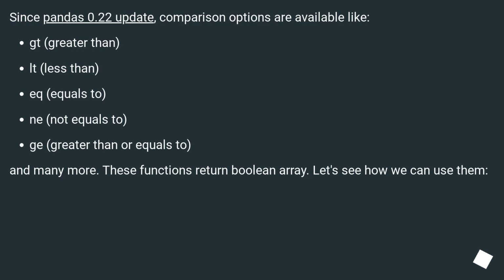Since Pandas 0.22 update, comparison operations are available like gt greater than, lt less than, eq equals to, ne not equals to, ge greater than or equals to, and many more. These functions return a Boolean array. Let's see how we can use them.